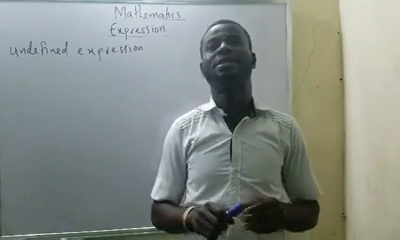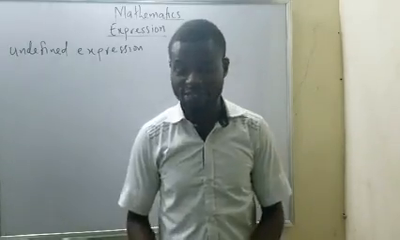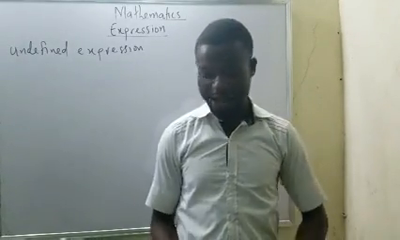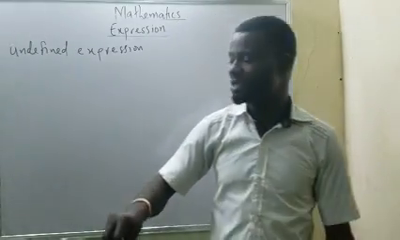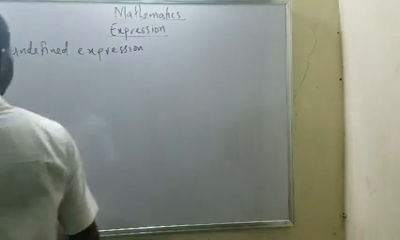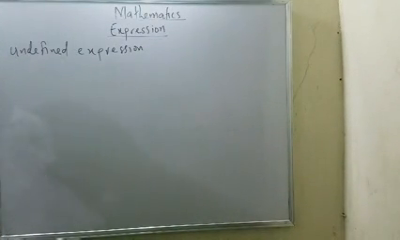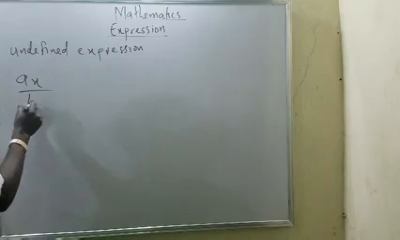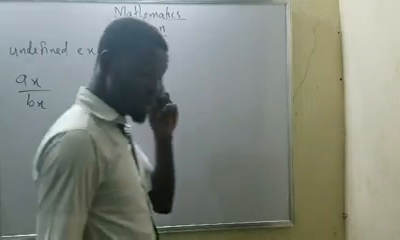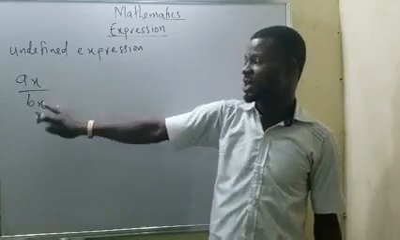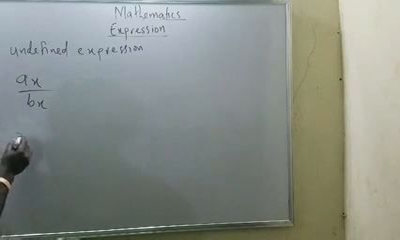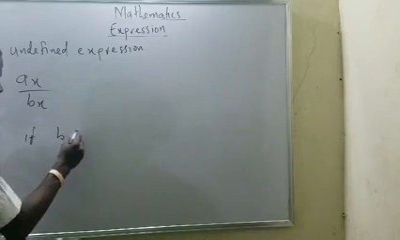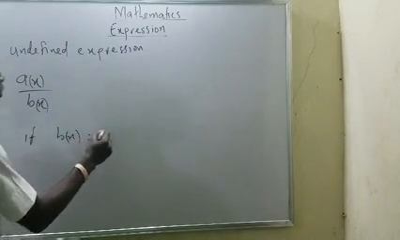If something is undefined, it's a very important part of mathematics that when it comes to advanced mathematics, you must understand it very well. We have what is called undefined, something that tends to infinity, and something that is equal to 0. For instance, if I have this function a of x all over b of x, it's a fraction form, which we call rational form. The only problem I will be having here is if b of x equals to 0.